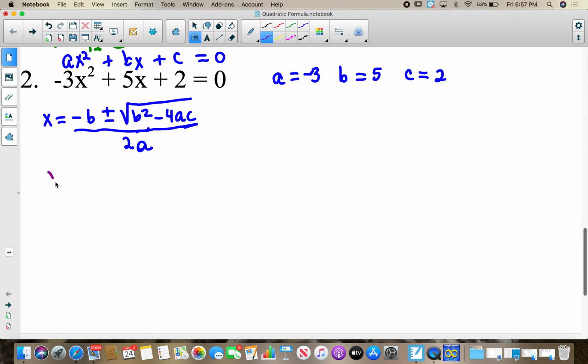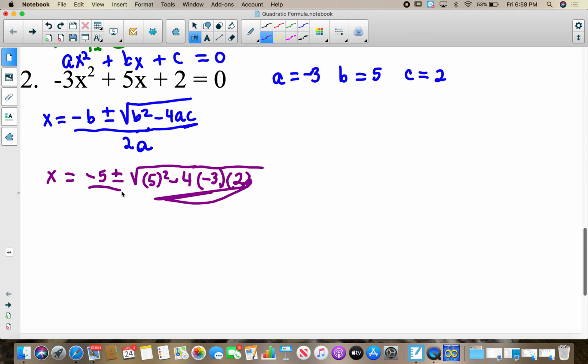So when we start this problem, we're going to have negative 5 plus or minus the square root of 5 squared minus 4 times negative 3 times 2, all over 2 times negative 3. I don't know why the pen has started to act up.